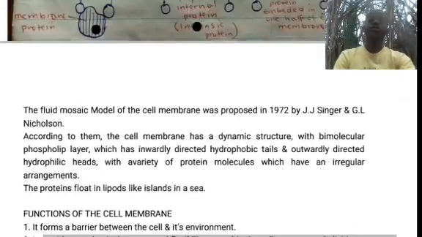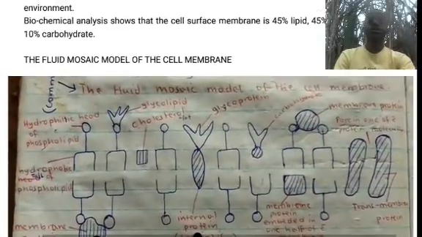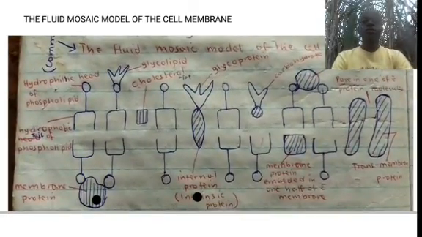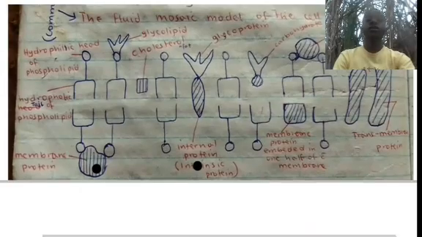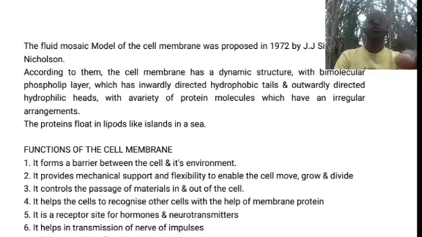Now, that is the fluid mosaic model of the cell membrane. And this is a common question whereby they ask you to describe the fluid mosaic model of the cell membrane. So when they ask such a question, you have to first describe it as it was proposed by these two scientists in 1972. Then after describing, you also draw this diagram.